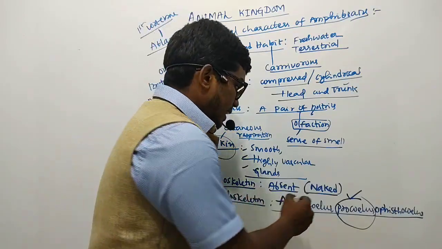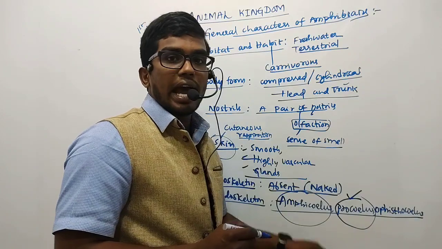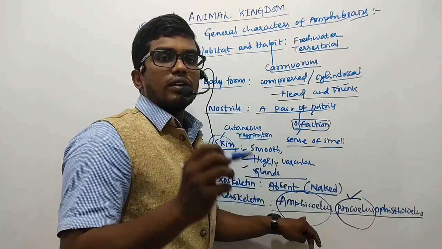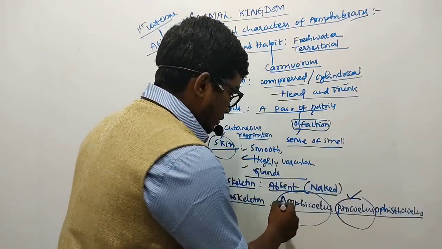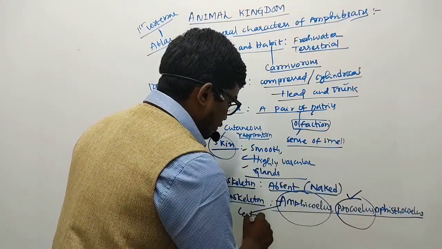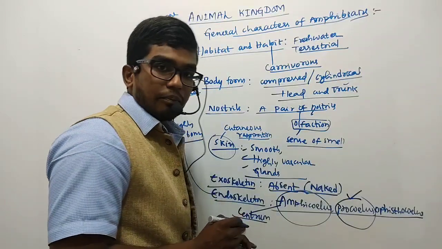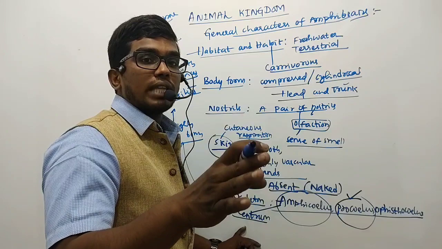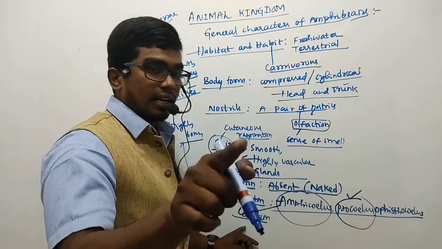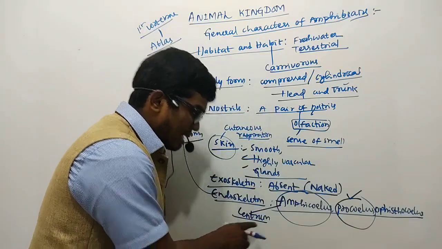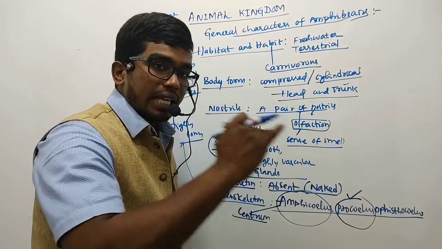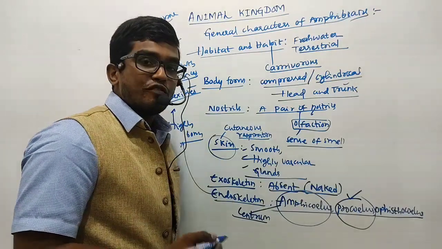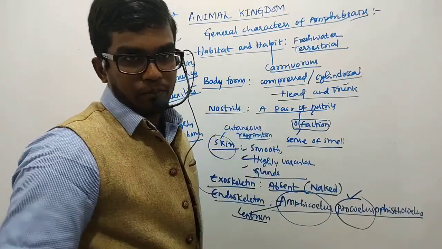Secondly, let us talk about the amphicoelous. This is giving indication for the central part of the vertebrae, what you call the centrum. The central part of the vertebrae is called centrum. So this centrum is concave on both the anterior and posterior side. That we call amphicoelous vertebrae.